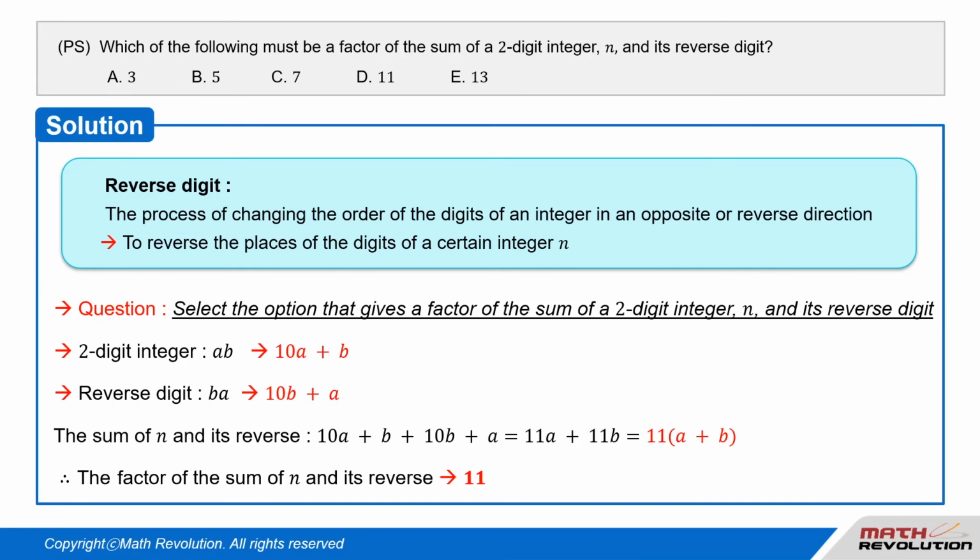Remember how to describe a two-digit integer. You can describe a two-digit integer as 10 times a plus b. Thus D is the correct answer. Answer D.